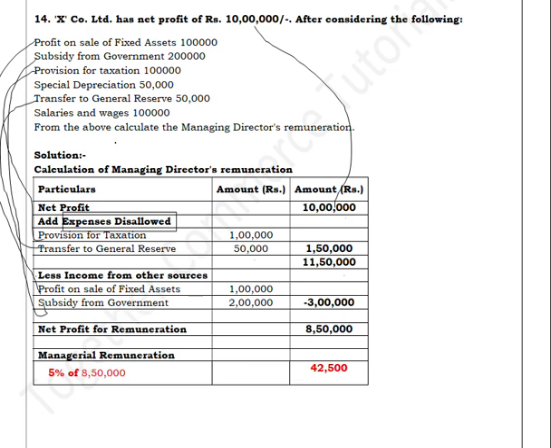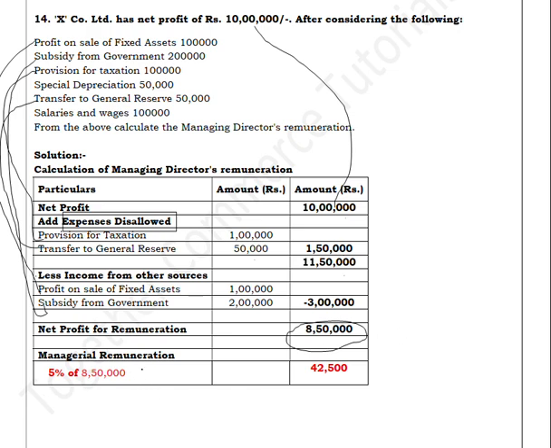So two entries for plus, two entries for minus. For plus, they are provision for taxation and transfer to general reserve. For minus, they are profit on sale of fixed assets and subsidy from government. These two are to be deducted, that is 1 lakh plus 2 lakh, 3 lakh. So 11 lakh 50,000 minus 3 lakh becomes 8 lakh 50,000. This is the net profit which is available for calculation of remuneration.